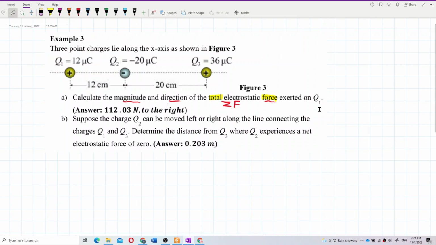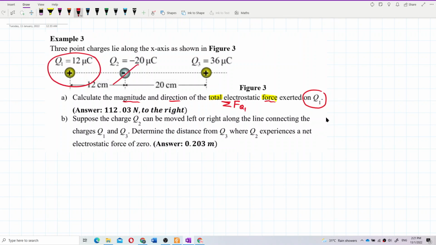We want to find the magnitude and direction. So you need to give not just the magnitude, but also the direction. If you don't give the direction, you lose marks. And the most important thing to take note of is this: on who? On Q1. So we just put total force on Q1. The attention is given only to Q1, so you don't need to draw the force on Q2 or Q3. Just draw the force on Q1. Understand? Okay, now let us move on.